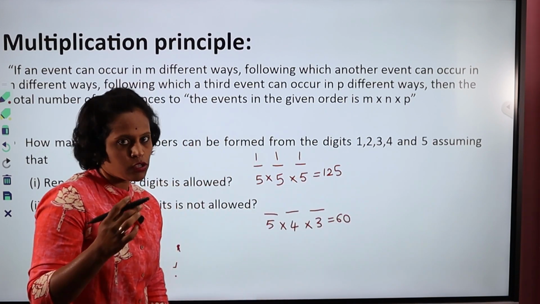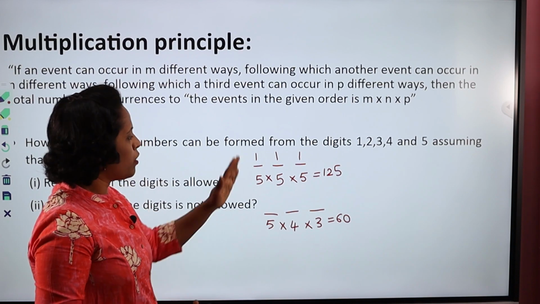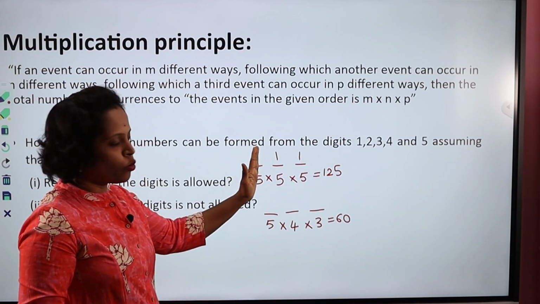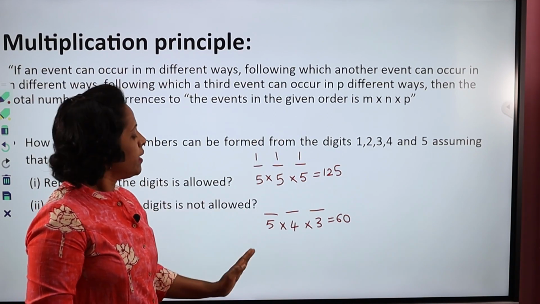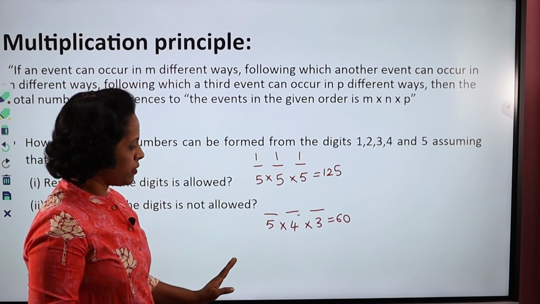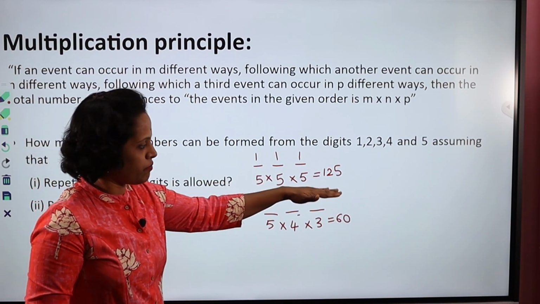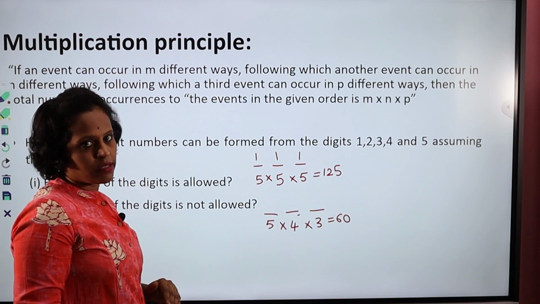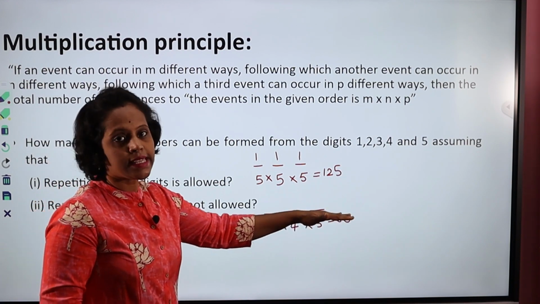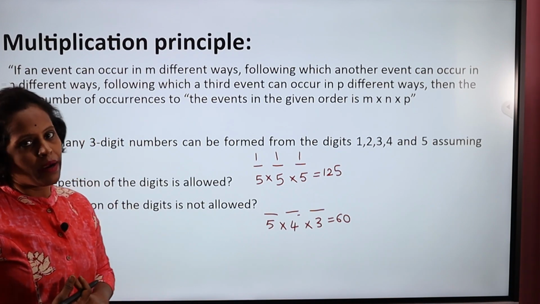So, hope you understood the difference of repetition here. If the repetition is allowed, the same number can go here, here and here, right? If the repetition is not allowed, the digit should not be repeated, right? So, if the repetition is allowed, we have 5 by 5 by 5, which is 125. If the repetition is not allowed, 5 by 4 by 3, 60 ways. That is 60 numbers can be formed. This is based on multiplication principle.